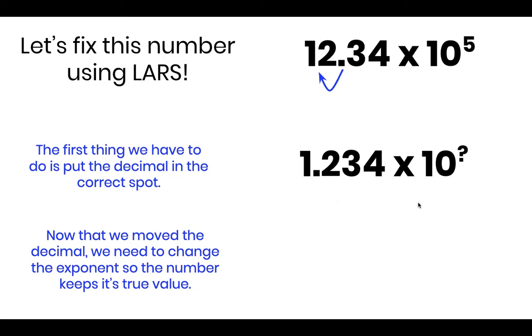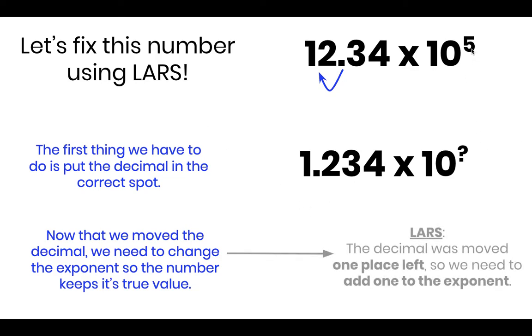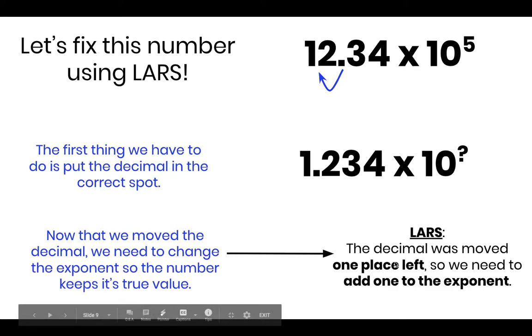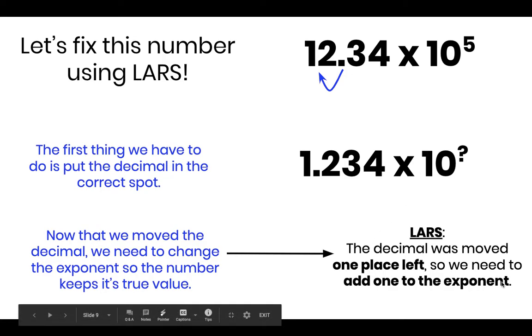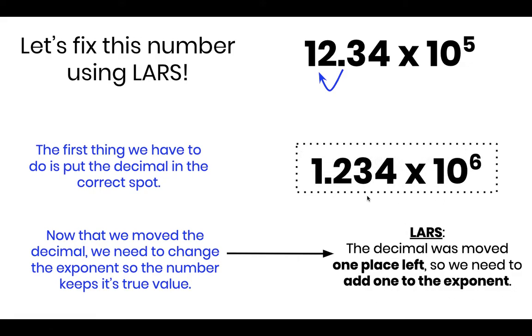So the number keeps its true value. So if we moved it 1 place value to the left, we need to add 1 because we only moved it 1. So we're going to add 5 plus 1. So in LARS, the decimal was moved 1 place left, so we need to add 1 to the exponent. So our answer would become 1.234 times 10 to the 6th.